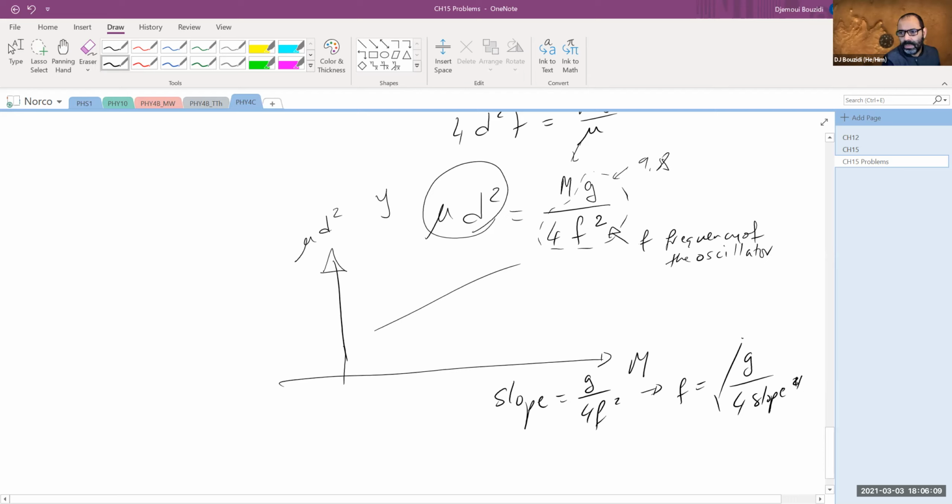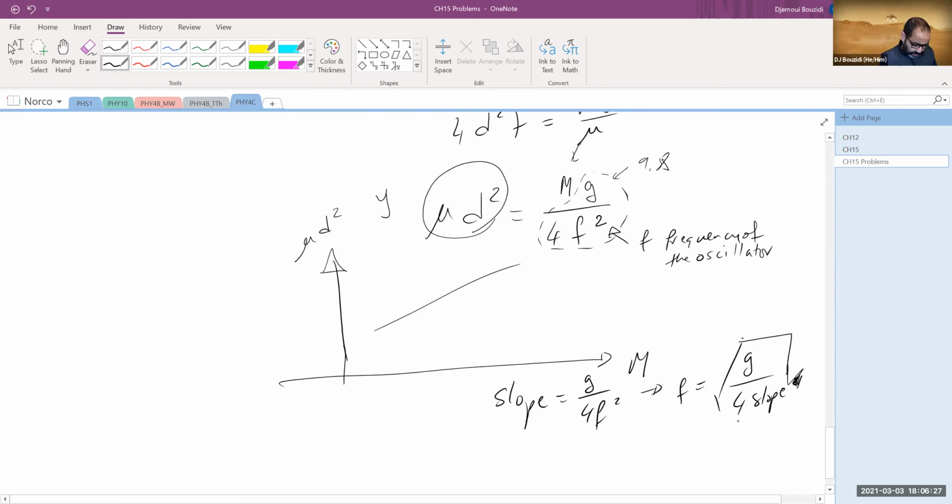Times the slope squared times the slope only. Where does the slope squared come from? Okay. So that's the answer for it. So from here, we should be able to pull the slope. I mean, the frequency of that oscillator that caused this whole oscillations. Okay.